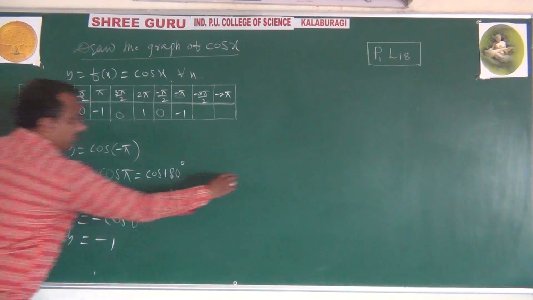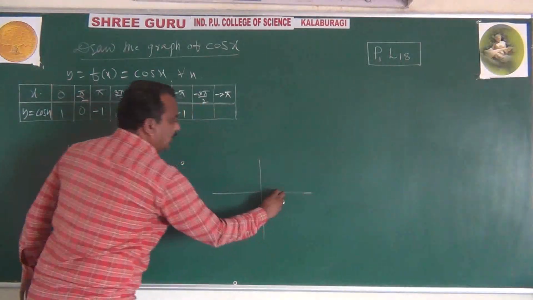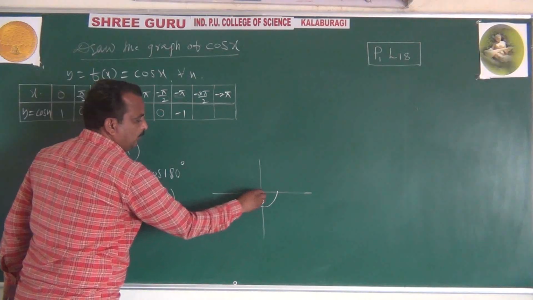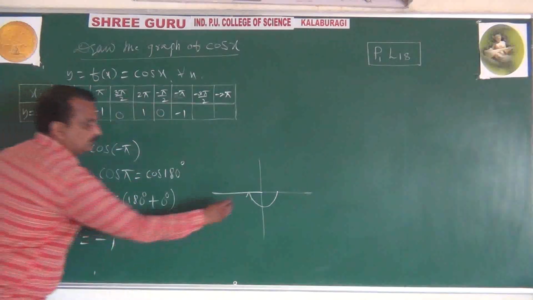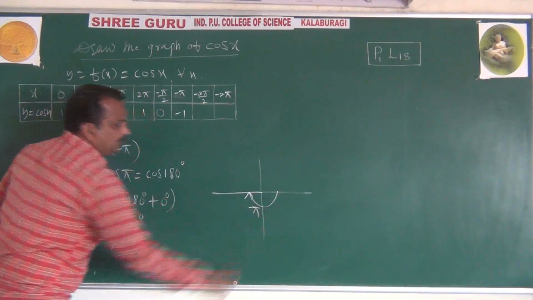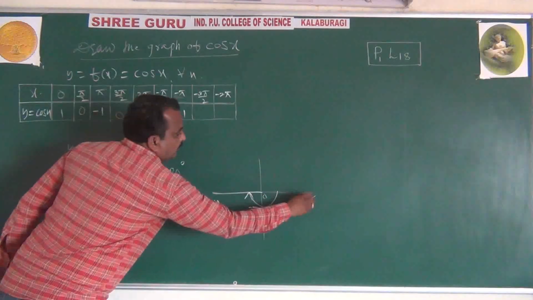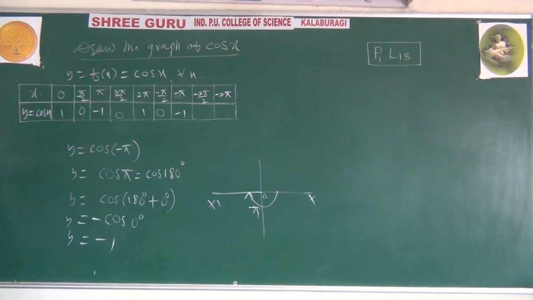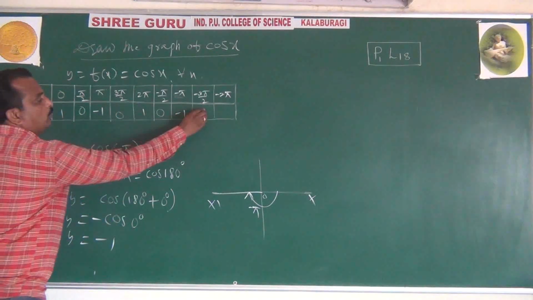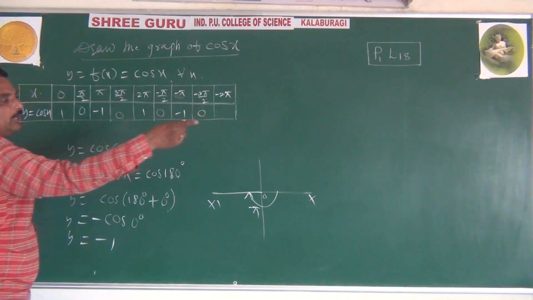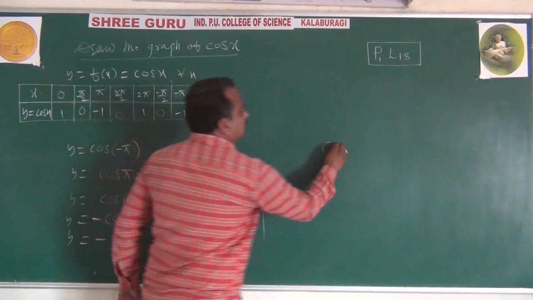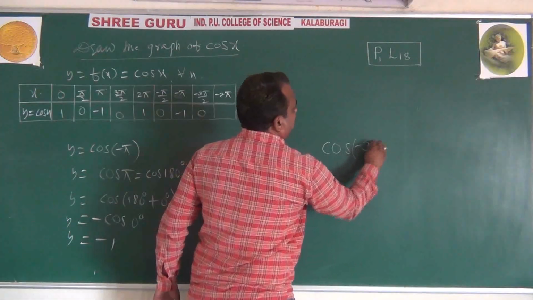In the clockwise direction, see where it falls: on the negative y-axis. This is the minus y, this is the negative x-axis, this is the origin. So this is the Cartesian plane. Then the y value is negative only. Minus 3 pi by 2: whatever the odd multiples of pi by 2, they are 0. Cos of odd multiples of pi by 2 are 0.